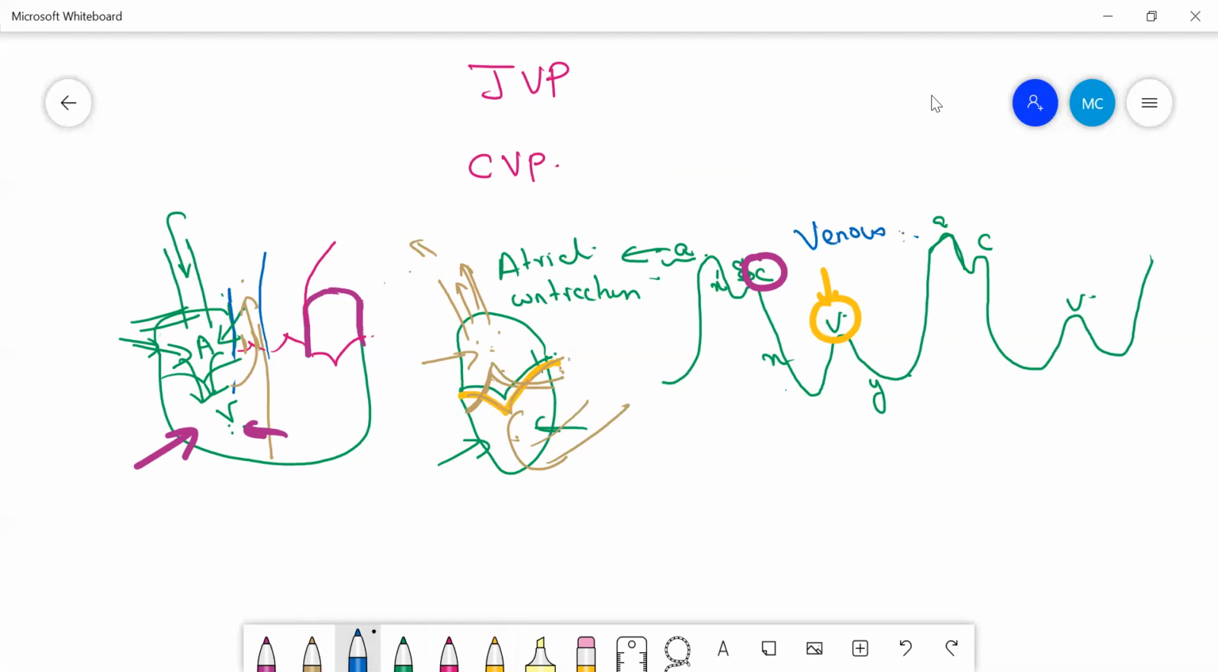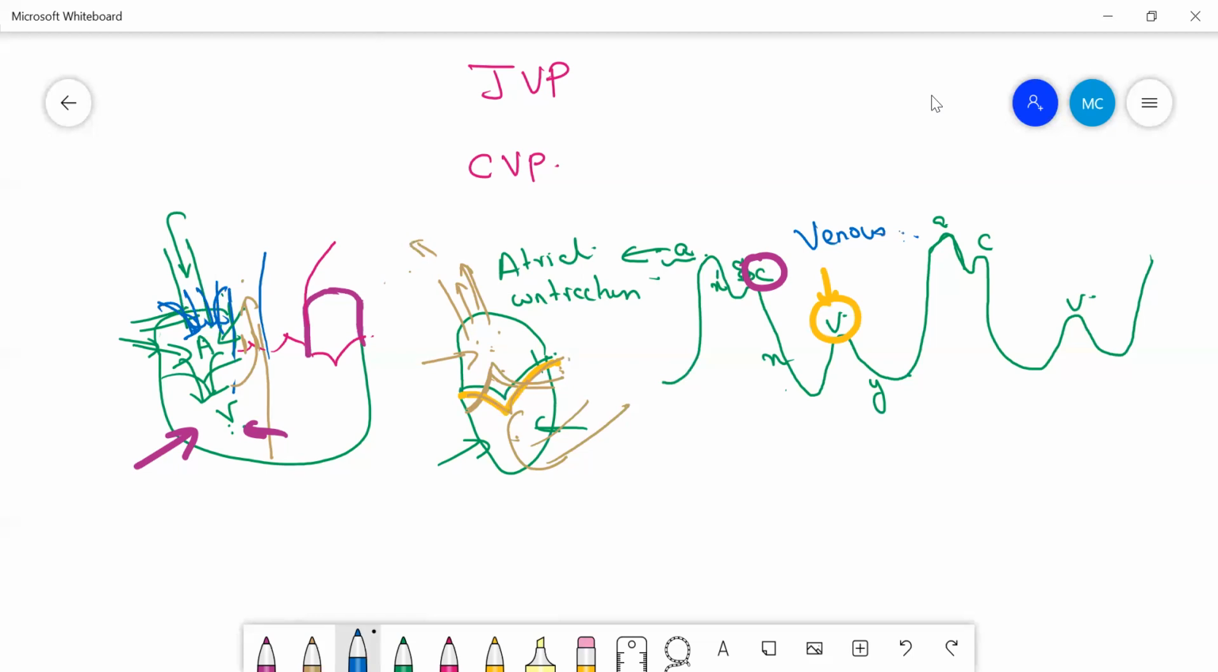Okay, so the atria has relaxed, and during the atrial relaxation, there is the filling of the right atrium with blood. So this venous, the right atrium, it mainly gets its blood from where? From the veins, isn't it? Superior vena cava, from the right internal jugular vein. So this venous filling of the atrium, obviously there will be some increased pressure in the right atrium during this filling, which will be transmitted to the right internal jugular vein, responsible for this V wave.